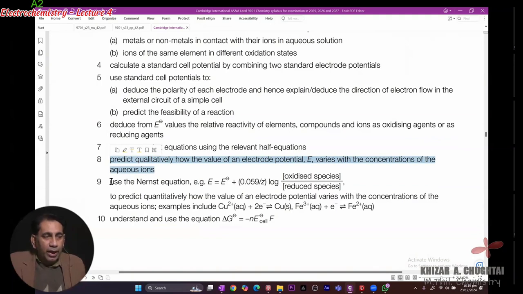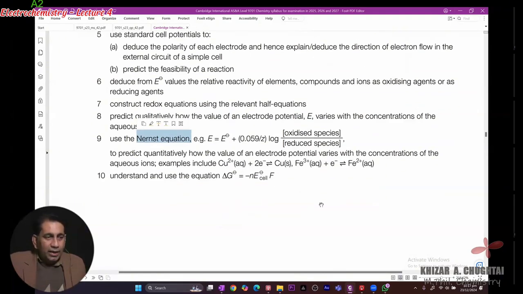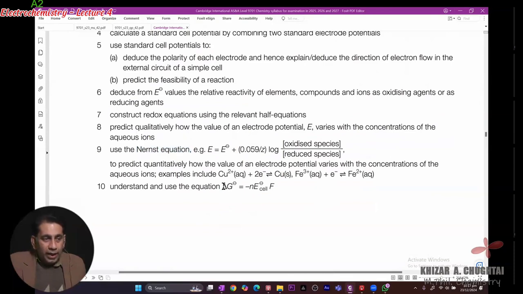And point 9, we use the Nernst equation. This is a simplified form of the Nernst equation, showing how, by changing the concentration, the value of E0 is going to change, with a typical example. And the last one is how delta G is related to the E0 of the cell. I will try my level best to explain the last point as well today.